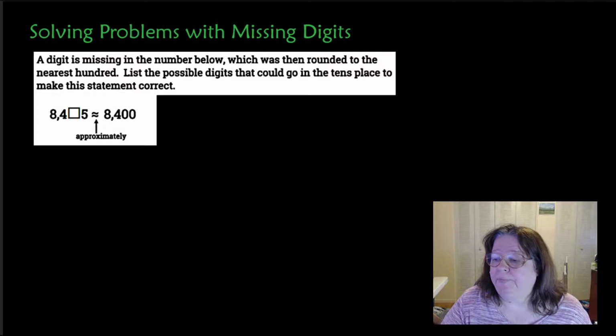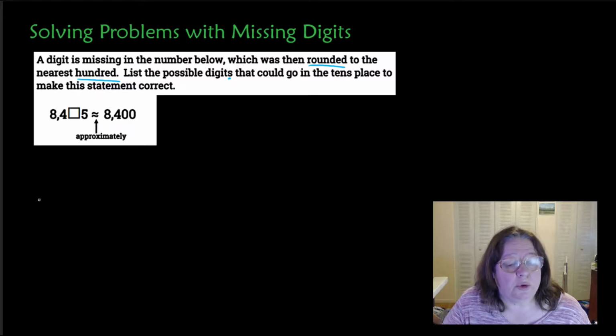This time, a digit is missing in the number below. Okay, there's the digit that's missing. Well, it's not there. There's a spot for it, which was then rounded to the nearest 100. List the possible digits. Oh, notice there's an S there. That could go in the tens place to make the statement correct. I'm going to read this one more time. A digit is missing in the number below, which was then rounded to the nearest 100. List the possible digits that could go in the tens place to make the statement correct.